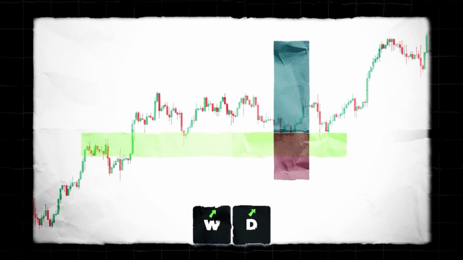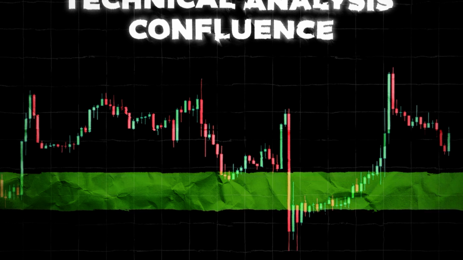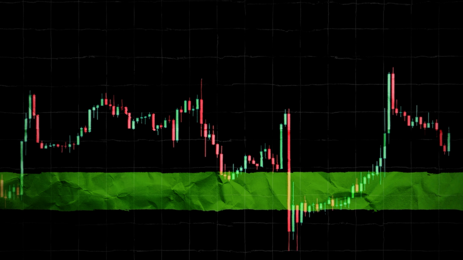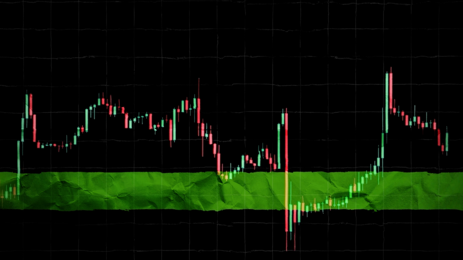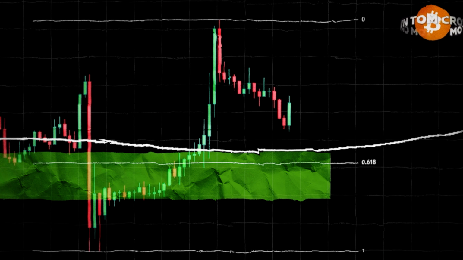just one time frame. The next type of confluence can be found with technical analysis tools. By drawing out support and resistance levels, you're already ahead of most traders on this. However, these levels may not always work out in your favor, but by utilizing other tools like Fibonacci retracements, moving averages, or VWAP, you can greatly boost the strength of those levels.